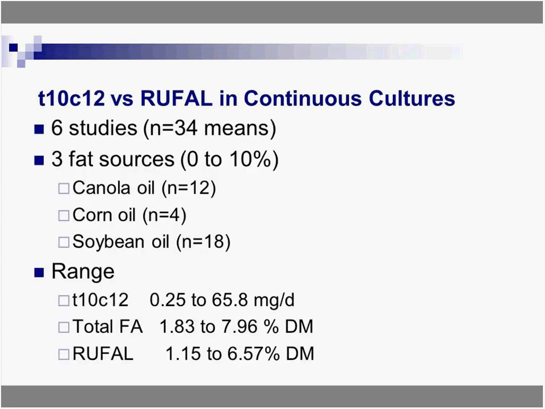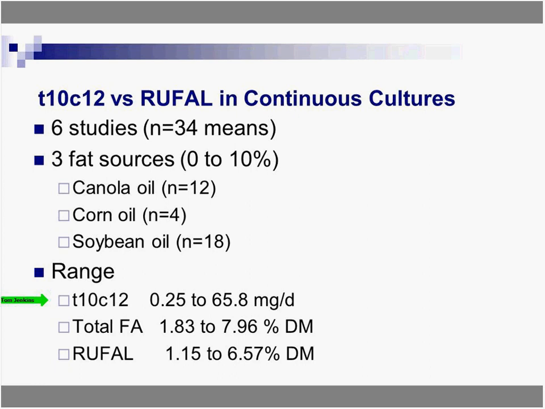I had decided for myself how high was too high. It's an important decision to make. I based it on results from continuous culture studies. I want to show this. I wanted to see what increasing RUFAL in vitro in continuous cultures, from low to high, would do to the trans-10, cis-12 CLA. There were 30 observations looking at three fats that varied from 0 to 10%: 4 with canola oil added, 4 with corn oil, and 4 with soybean oil. That gave me a range of trans-10, cis-12 milk fat inhibitor from 1 milligram per day to 66.